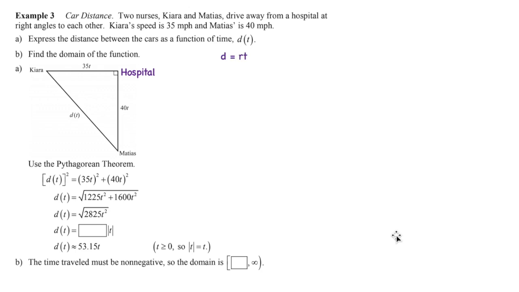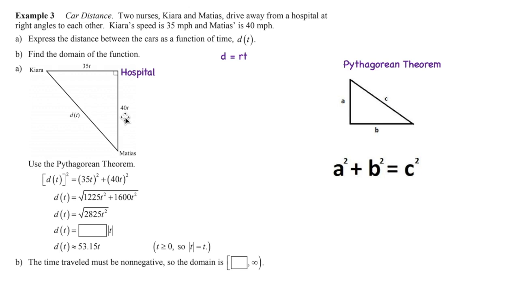So we know that distance equals rate times time. We know that Kiara's speed is 35 miles per hour and Mateus's speed is 40 miles per hour. So here's the hospital, here goes Kiara, and here goes Mateus. One is driving 35 miles per hour times however much time they're driving, and Mateus is going 40 miles per hour, so 40 times t. We don't know how long they've been driving.